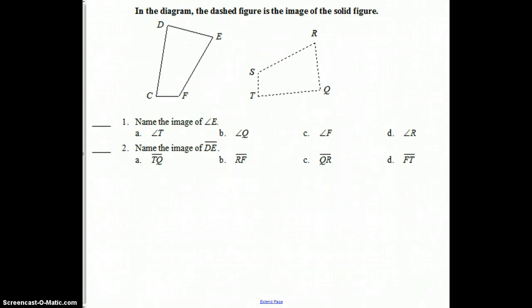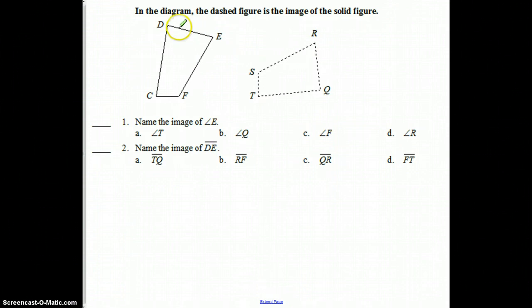It says in the diagram, the dashed figure is the image of the solid one. So in other words, this is your pre-image and this is your image. It says name the image of angle E. So first of all, when we were doing this in class, it was a lot easier to go through and match up points. So first of all, I want you to take a look at how the slanted line is right here, and that matches up with the slanted line here.